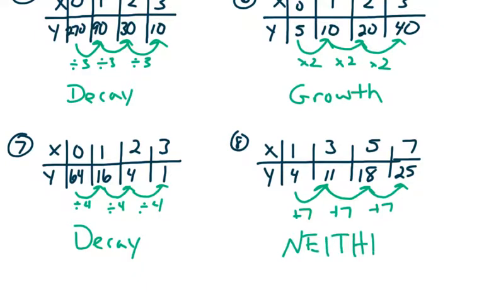So we can write neither for this one, because we're adding 7 every time. We're not multiplying by 7 or dividing by 7. We need to multiply or divide each time to have an exponential function. It doesn't matter if it's growth or decay. Since we're adding, this is a linear function.